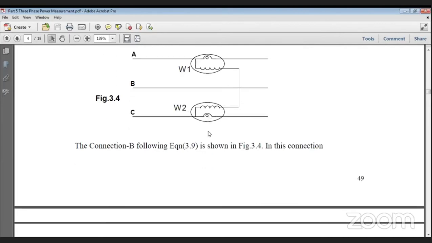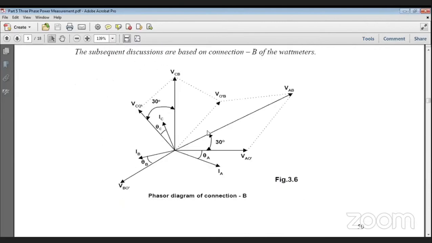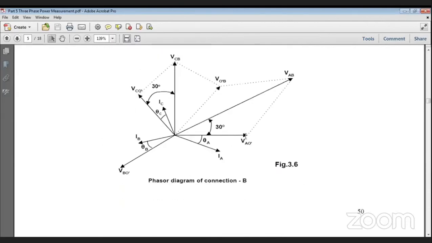So VAO prime, which is VA. VAB was the W1 voltage, so VA minus VB. So this is VB, and I am assuming the source to be balanced, so 120 degree phase difference. So this opposite is the minus VB here. Then the summation of this and this diagonal is VAB. Then VCB: this is VC, this is minus VB, so the summation of this to this diagonal is VCB.